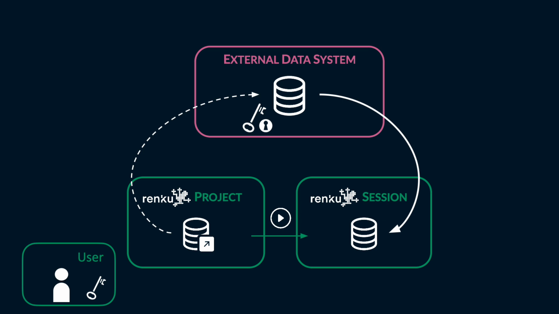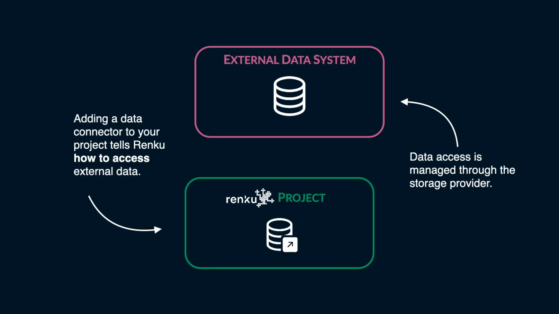When another Renku user launches a session that uses a data connector that requires credentials, Renku will ask that user for their credentials. If the user provides valid credentials, the data will be connected to the session. If the user does not have access to the data, the session will launch without that data connector. This means that connecting your data to Renku does not change who can access it.